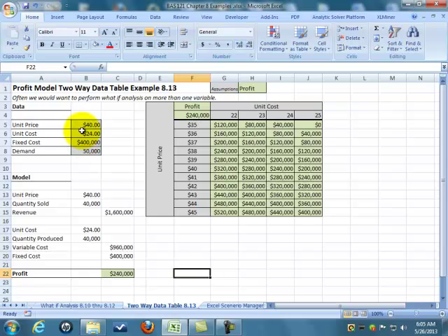But let's say the manager of your business said, I'd like to understand on one piece of paper my different profit at different assumptions of unit price and different assumptions of unit cost. Now, once again, we're making a very simplistic assumption here that as the price changes, our quantity demanded is not going to change. We'll get into that later. We can change that assumption by changing this to a demand function, which I'll show you in another video. But for now, let's keep it simple.